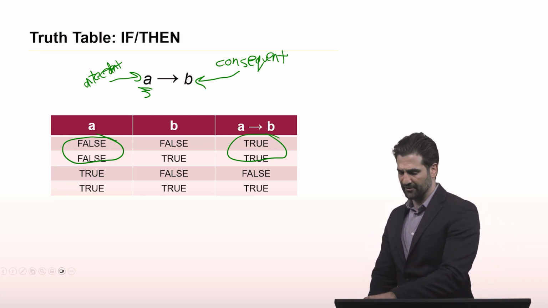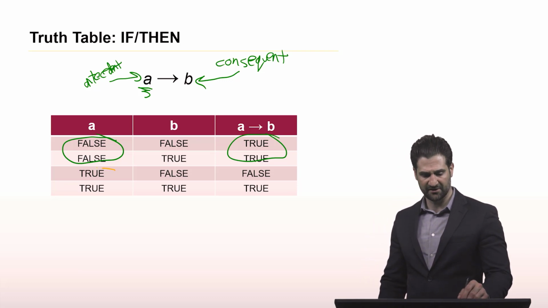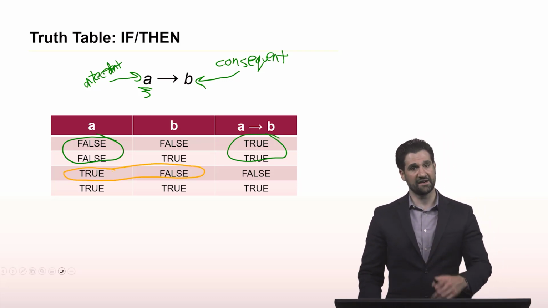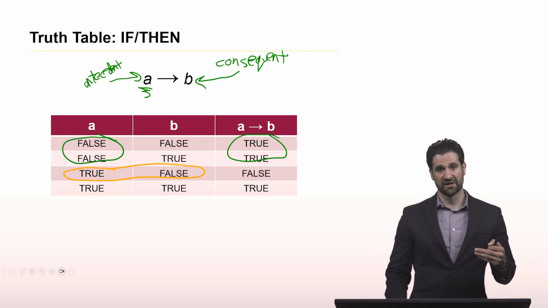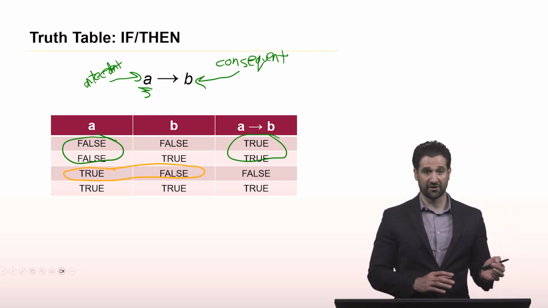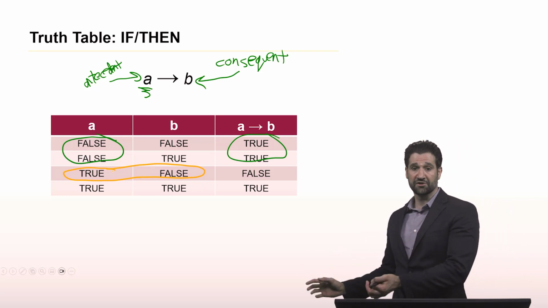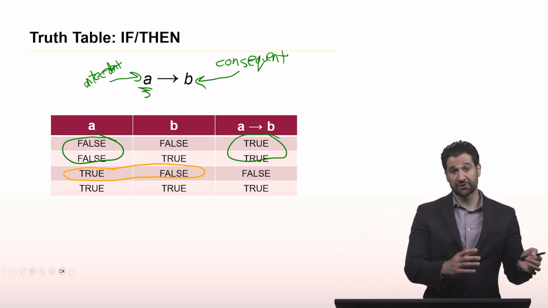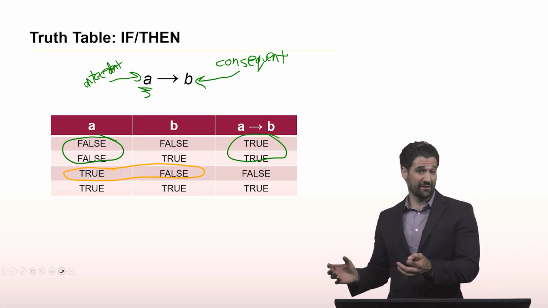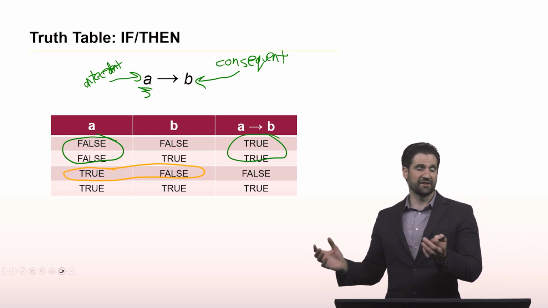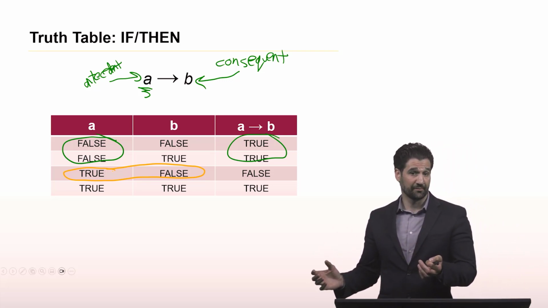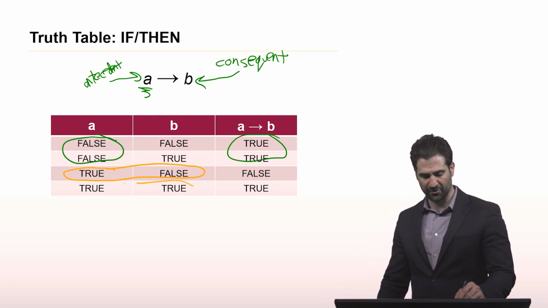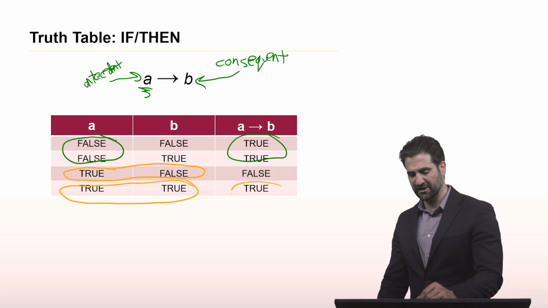If you have the case where the antecedent is true and the consequent is false, the entire statement is false, because this is saying that if A occurs, then B must occur. And so if we have the sprinkler was on and the grass is not wet, then the implication is false. Likewise, if both A and B are true together, the entire statement is true.